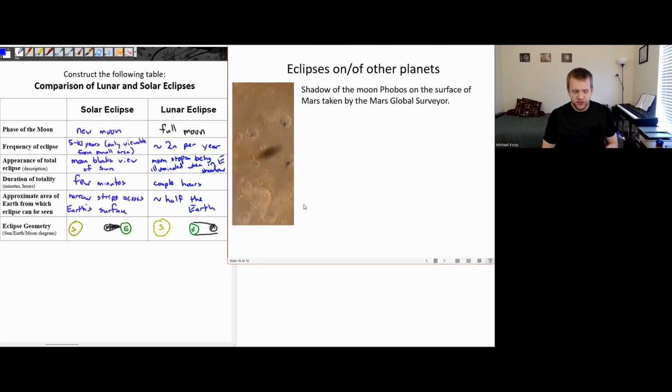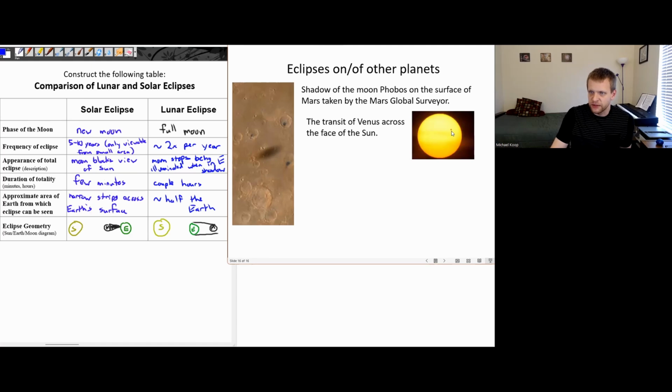Just to end this off, I wanted to mention a couple of eclipses on other planets, because eclipses actually show up in a lot of other contexts as well. This is an image taken by a satellite that was going around Mars called the Mars Global Surveyor of one of Mars's moons, Phobos, that shadow being cast onto the surface of Mars. So these eclipses can happen on other planets as well.